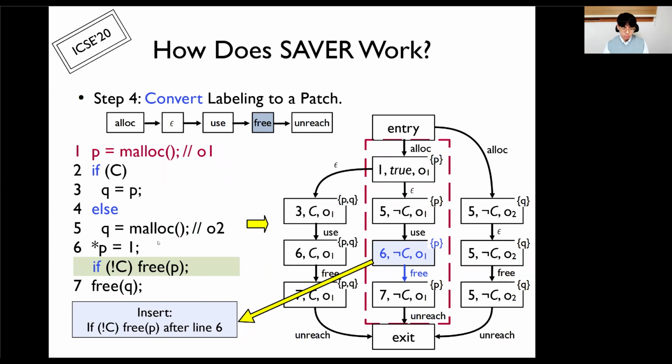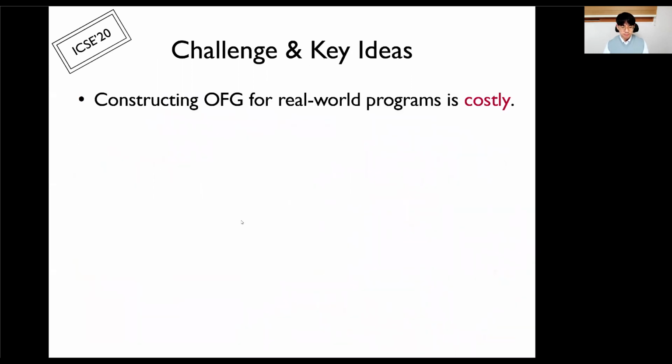So when you look at the source code, we can find this new patched code, which is when the first branch condition, the negation of C, holds, we insert the pre-statement P. In this way, Saber finds the correct patches by constructing the object flow graphs. So the main issue of this technique is to construct the OFGs.